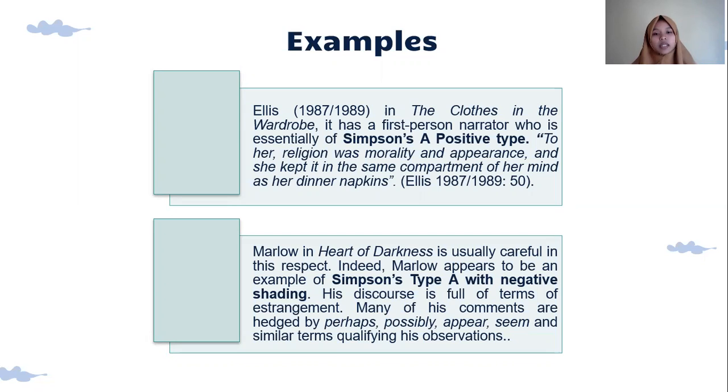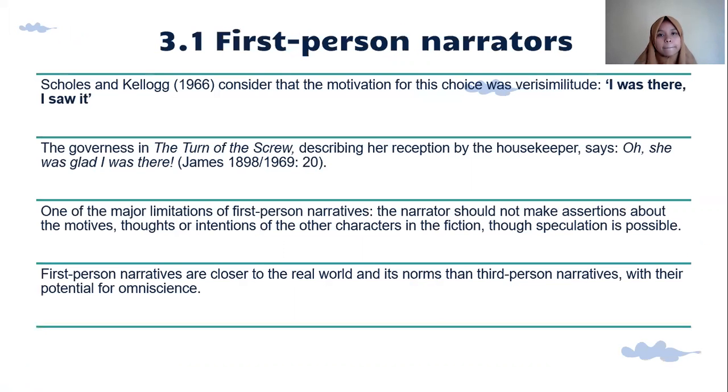And the second one is Marlowe in Heart of Darkness, who is usually careful in this respect. Indeed, Marlowe appears to be an example of Simpson's type A with negative shading. His discourse is full of terms of estrangement. Many of his comments are hedged by perhaps, possibly, appear, seem, and similar terms qualifying his observations.